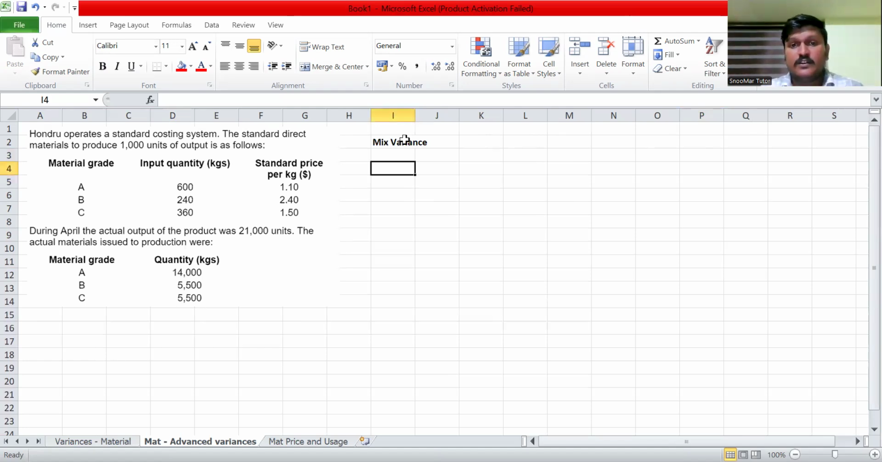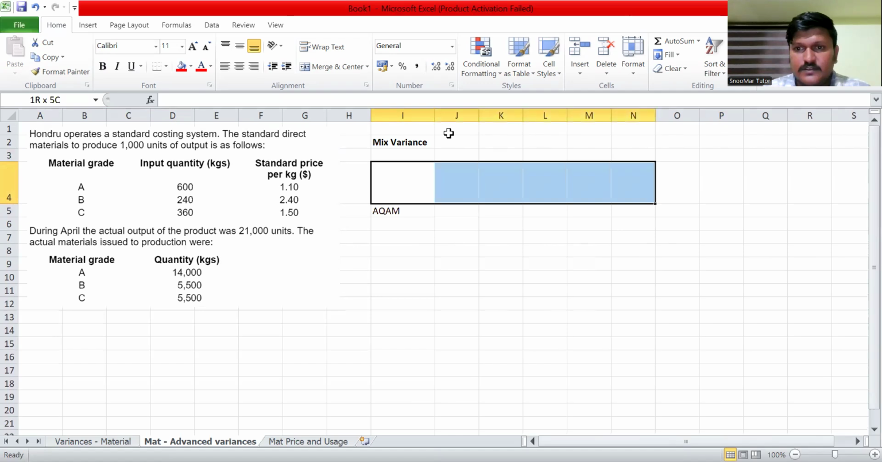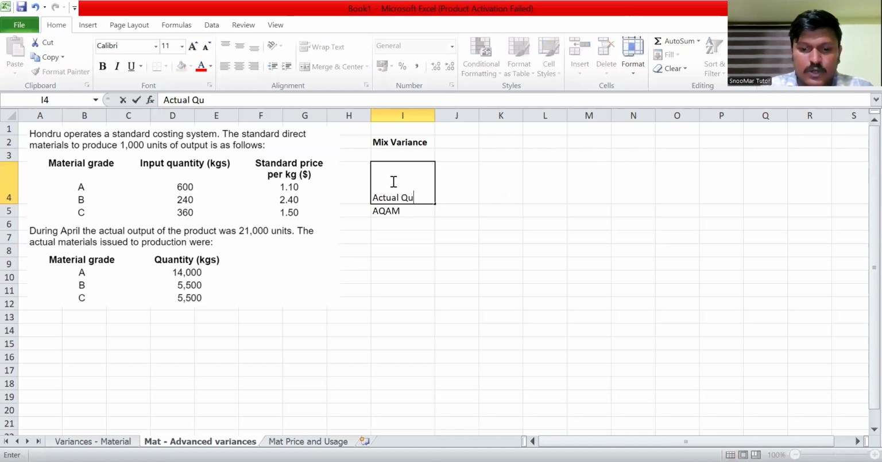In order to calculate the mix variance, you need to consider two things over here. One is actual quantity, actual mix. This is purely relating to the quantity. So let's put it into bigger columns so that you also understand what it actually is. Let's consider wrapping this. Fine, so this is actual quantity, actual mix. AQAM is your thing.